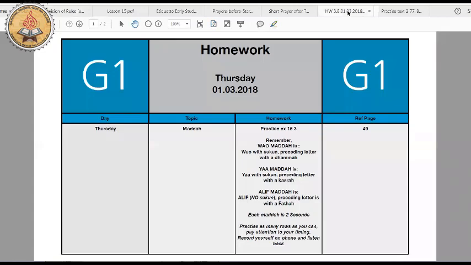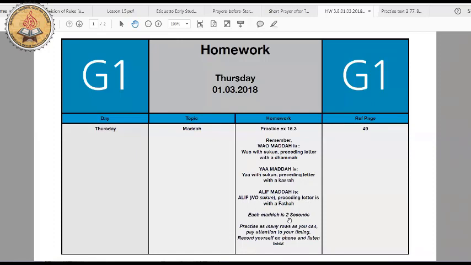Okay, so our homework, please. I want you please all to practice exercise 15.3. Back when we did lesson 15, you should all have that. Remember, waw madda is a vowel with a sukoon, and the preceding letter, the letter that comes before it, has a dhamma. A ya madda is a ya with a sukoon, and the letter that comes before it, the preceding letter, has a kasra. And an alif madda is an alif with no sukoon, and the preceding letter, that means the letter that comes before it, has a fatha.